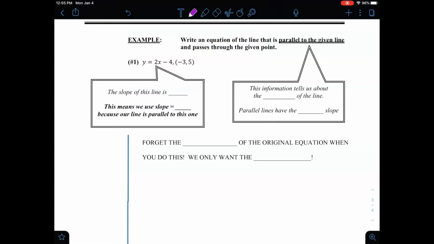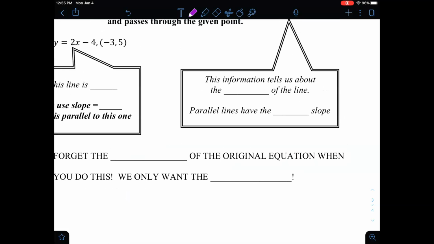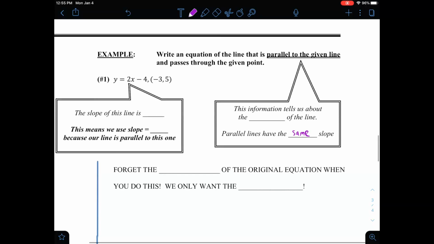All right, it says write an equation of the line that is parallel to the given line and passes through the given point. So we have the equation for number 1, y equals 2x minus 4, and we're trying to pass through the point (-3, 5). Something we need to think back to from chapter 4: parallel lines have what kind of slope? They have the same exact slope. So if you have parallel lines, it talks about the slope of the line.